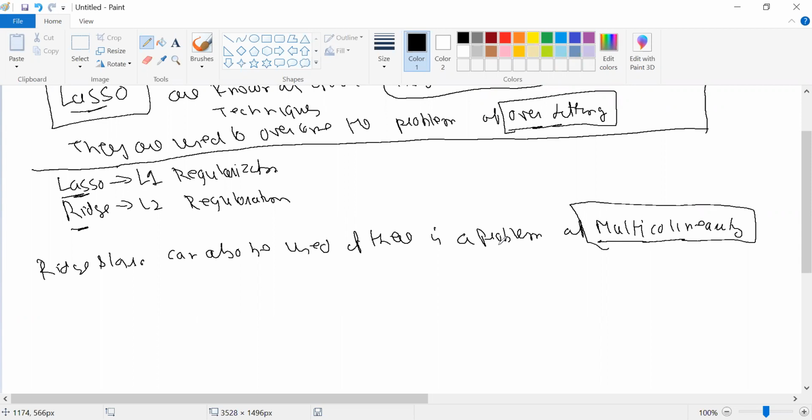Ridge and lasso can be used when there is a problem of multicollinearity. And what do you think by multicollinearity? What is multicollinearity in linear equation? I am saying what is problem of multicollinearity? Why do we call? नहीं पता. You tell me.